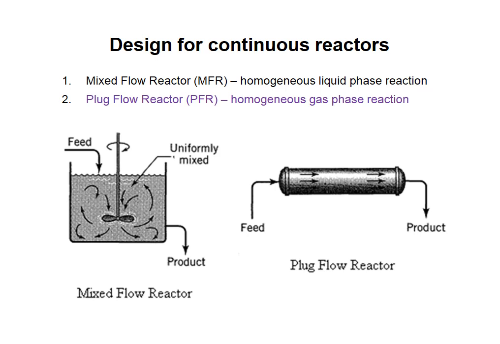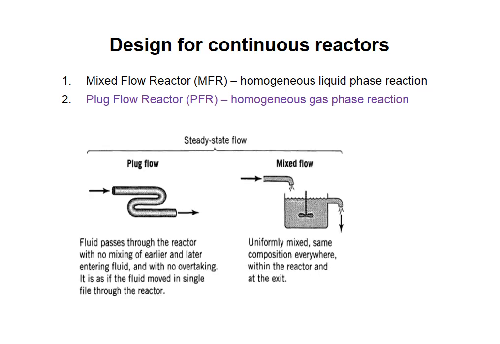Similarly, you can see here in the plug flow reactor a feed is given in a tubular shaped reactor, and there is a straight laminar flow, and the product is achieved from the other side. So this is the difference between the mixed flow reactor and the plug flow reactor. Now, design of continuous reactors. Let us assume both the reactors, mixed flow and plug flow reactors, are at steady state flow.